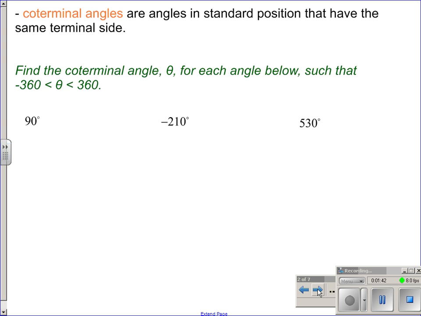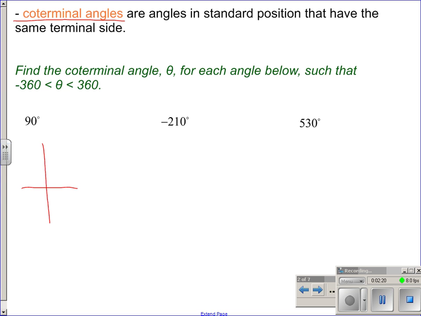So, the first main term is called a coterminal angle. Basically it means you start at the same position, which is on the positive x-axis, that initial side, and you're going to have the same terminal side of the angle measurement. Okay, they're different angles, but you're starting in the same spot and you're going to end at the same spot. So basically, you're going to go around the other direction. So if we look at this 90 degrees, the question says find the coterminal angle theta for each angle below, such that theta is between negative 360 and positive 360.